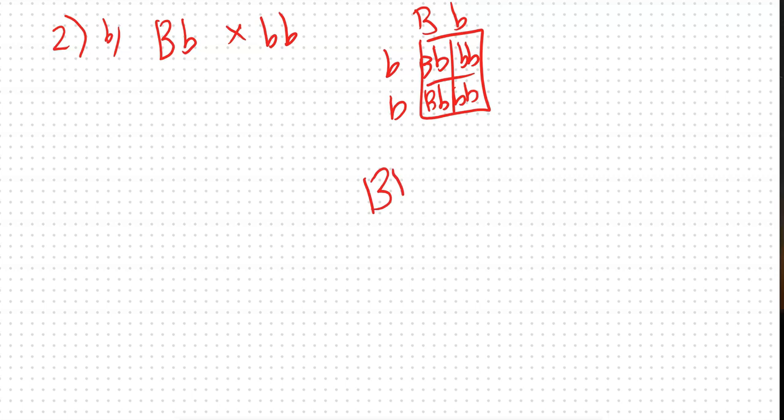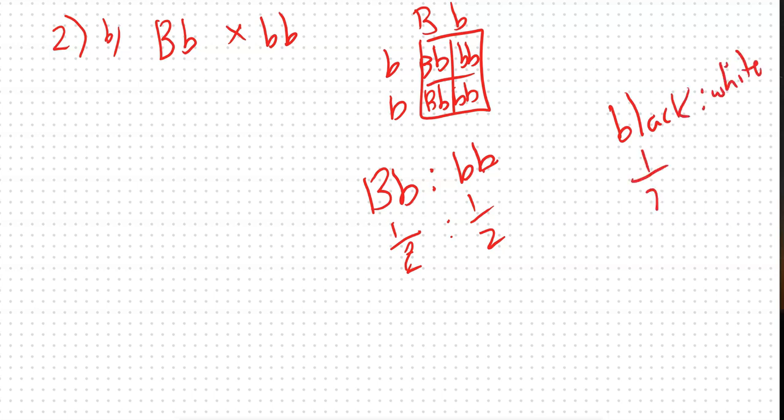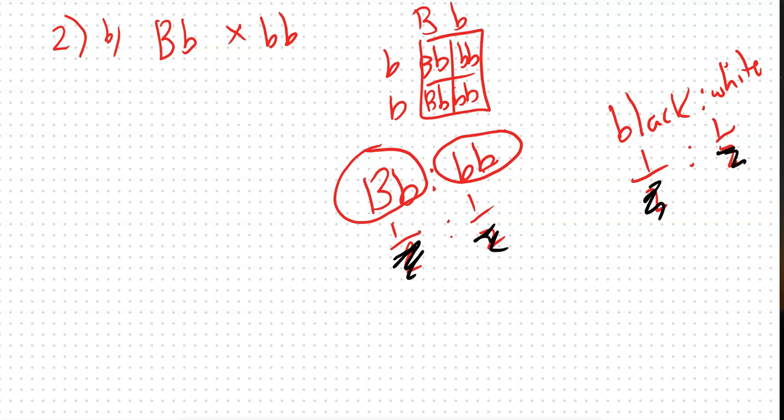So the genotype ratio is 1/2 to 1/2. And the phenotype ratio is 1/2 would be black, these are black, and 1/2 would be white, these are white. So remember, we just mark off the bottom. So the ratios would be 1:1 for the genotype and 1:1 for the phenotype. All right.